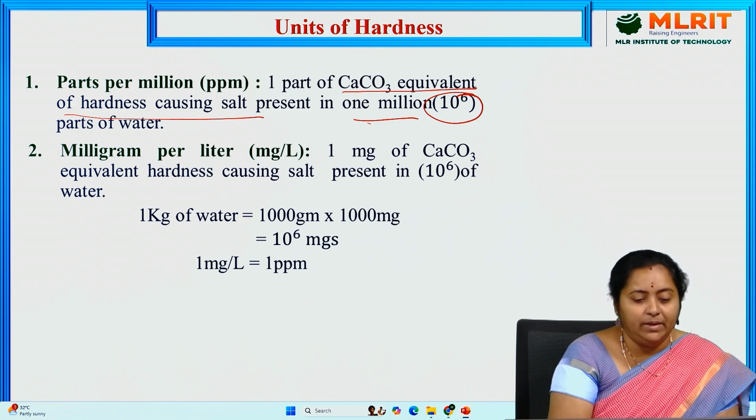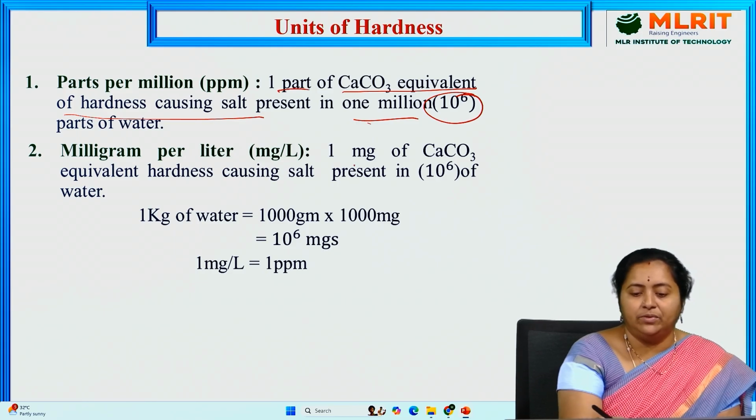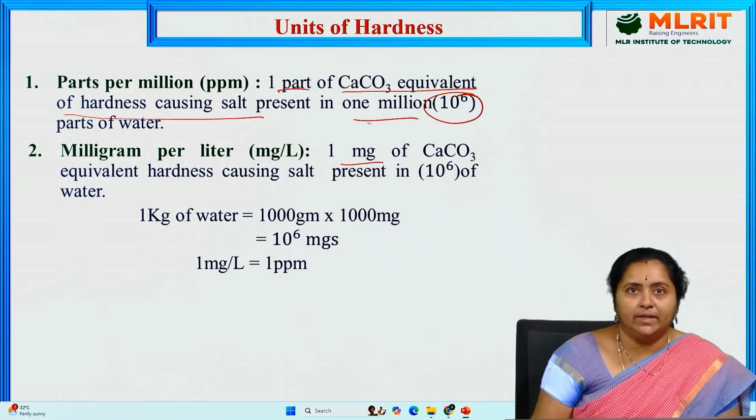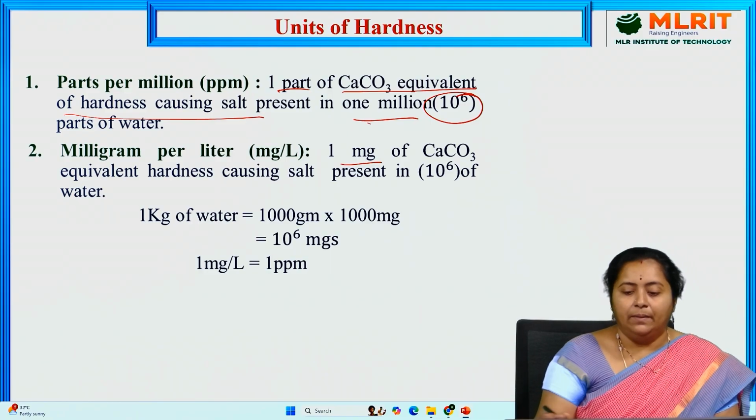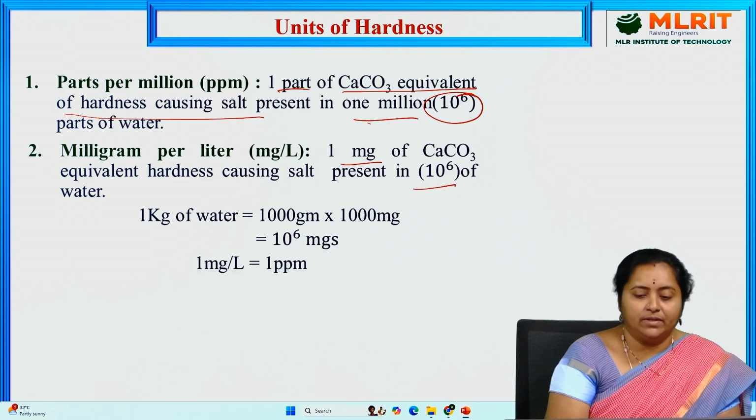And 1 milligram per liter: instead of using part here, we are going to replace it with milligram. So 1 milligram per liter is defined as 1 milligram of calcium carbonate equivalent hardness causing salt present in 1 million parts of water, that is 10 power 6 parts of water.